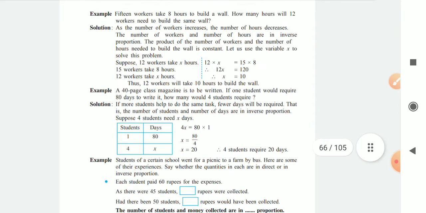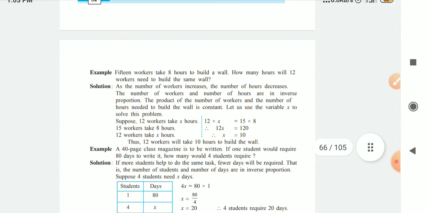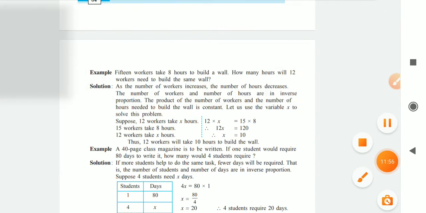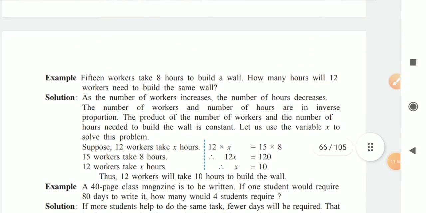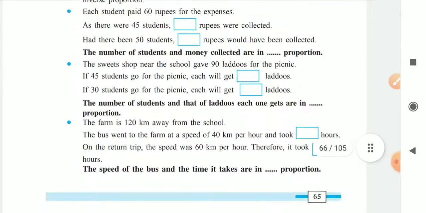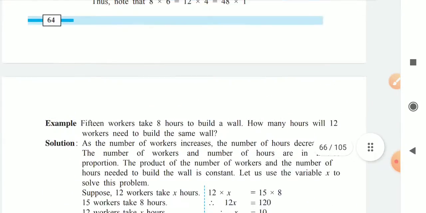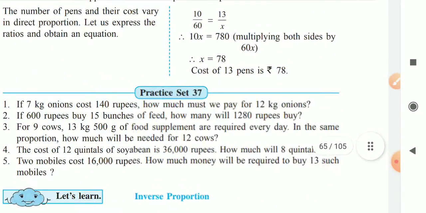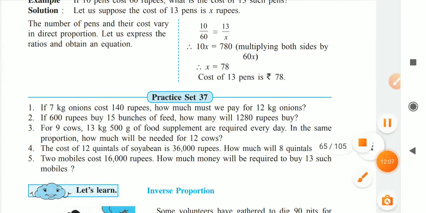That activity and those examples we will solve in tomorrow's lecture. So today we will stop here only, and the next part, solving of the examples, we will take in our next lecture. And all of you, yesterday's homework, those who had not completed it, complete it and send it to me.